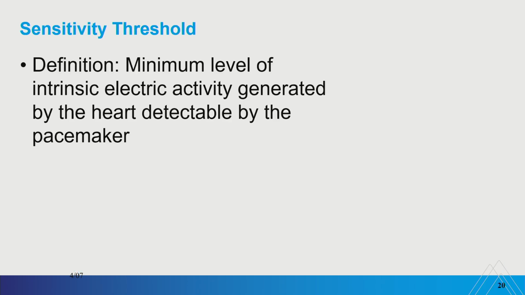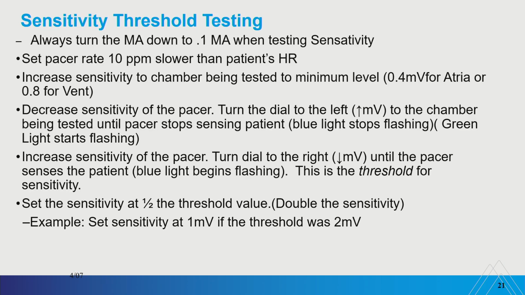There's also threshold testing for sensitivity. For the most part, my recommendation would be to leave the sensitivity, the millivolts, the way it is, unless it's not working properly. The default for the ventricle is 2 millivolts. The default for the atrium is 0.5 millivolts. And that's for most brands of pacemakers. It might be 0.4, it might be 0.6 for the atrium, but it's very close to that.